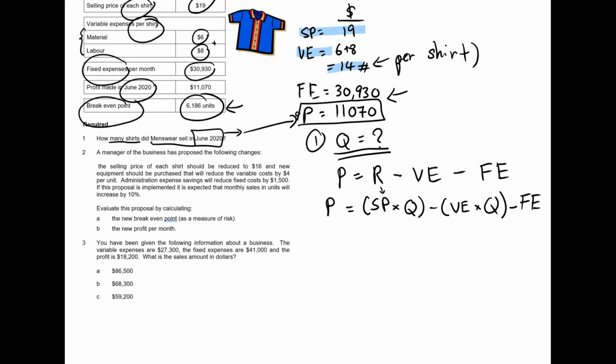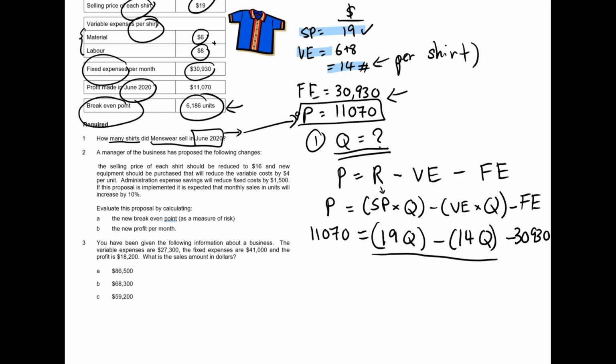So profit is 11070 equals selling price, which is $19, so 19Q, minus your variable expense of 14, so minus 14Q, minus your fixed expense 30930. 19Q minus 14Q, you will get 5Q. So 5Q minus 30930 equals 11070.